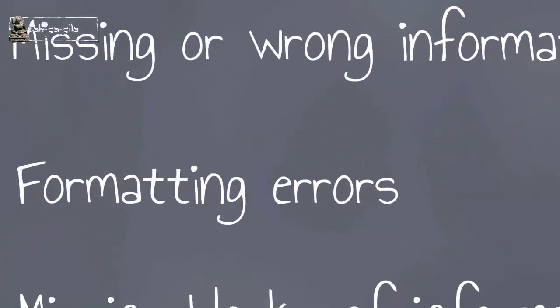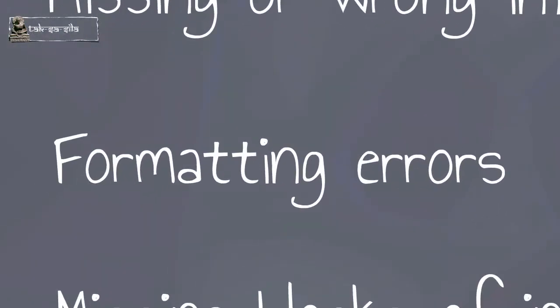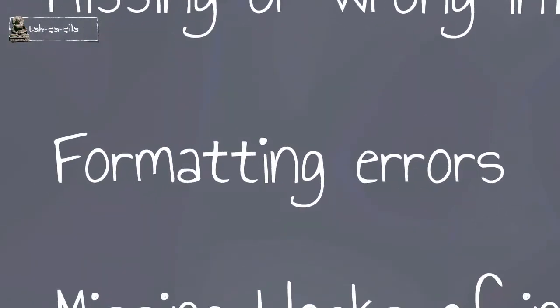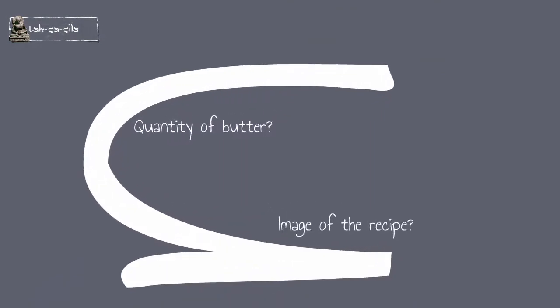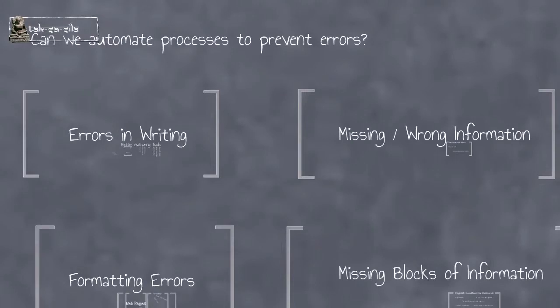Third, there can be formatting errors in the documents submitted by your writers. Fourth, there can be missing blocks of information in the recipes. For example, Sarah forgot to mention the quantity of butter that will be required for the dish, or Joe forgot to include an image of the recipe. Now that we have identified the common errors that we may encounter in our documents, let us figure out how we can prevent these errors and if we can automate the process of preventing the errors by using machines.